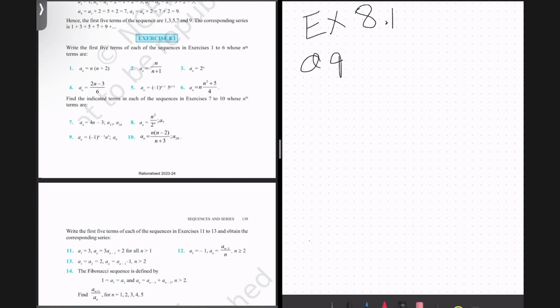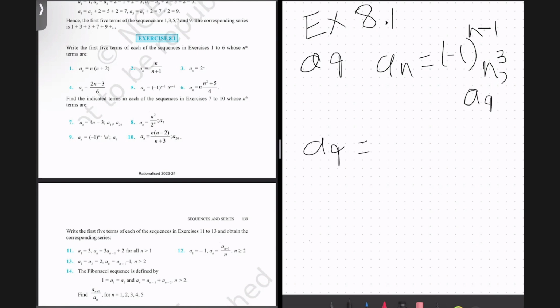In question number 9, the rule is given to us as minus 1 to the power n minus 1 times n cube, and we need to find the value of a of 9, which is the 9th term of this sequence. Right? So the 9th term of this sequence would entail minus 1 raised to the power n minus 1. Yes, so we have 9 minus 1, and then we have n cube. Right? So n cube, which is 9 cube, it's going to be written like this.